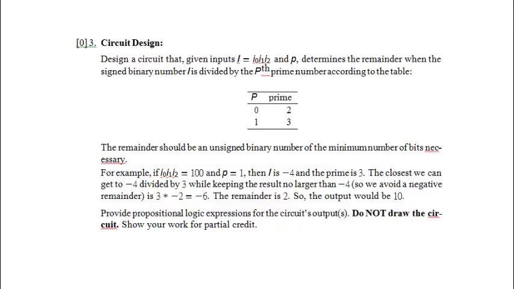The remainder should be an unsigned binary number of the minimum number of bits necessary. Well, what's the largest remainder we can have? When we're dividing by 2, we can only have a remainder of 0 or 1. When we're dividing by 3, we can have a remainder of 0, 1, or 2. So the largest remainder we can have is 2, and we can represent the numbers 0, 1, and 2 with just 2 bits. We can actually represent 0, 1, 2, and 3, so that means that the output 1, 1 is never going to be used. So we'll never have that as an output.